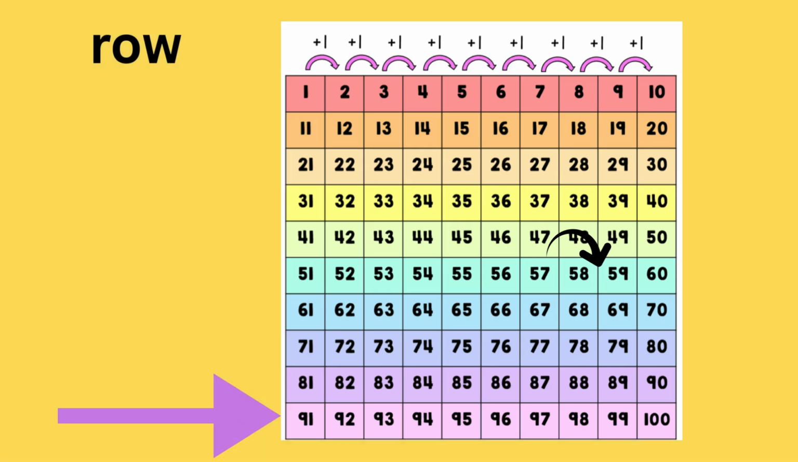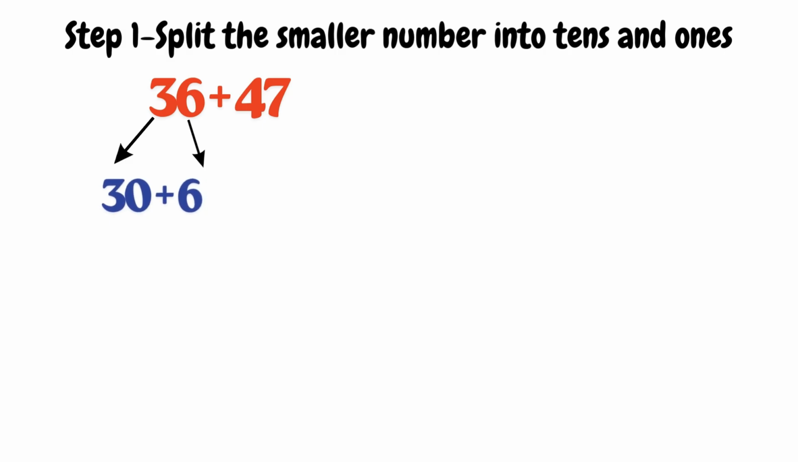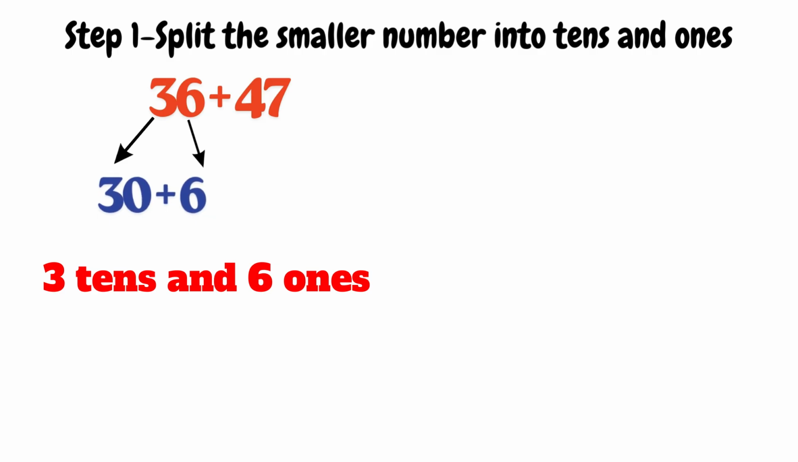Let us understand this by one example. Now we are going to solve 36 plus 47 using the jump strategy, and see how the 100 chart is helpful for this. The first step is to split the smaller number into tens and ones. As you can see here, the smaller number is 36. So split 36 into tens and ones. 36 is equal to 30 plus 6. It means 36 has 3 tens and 6 ones.